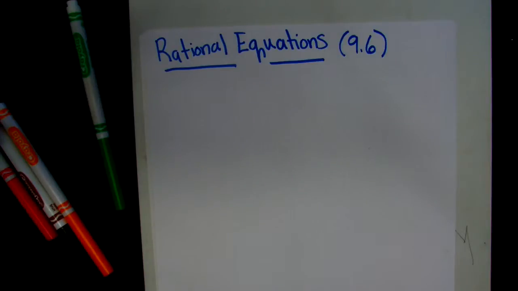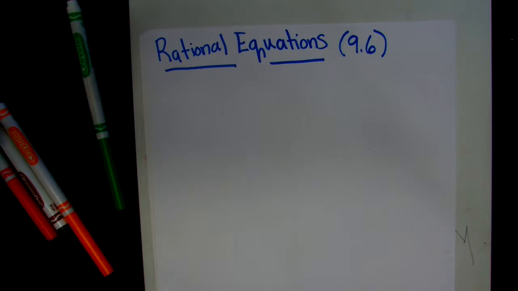So far, we've learned to multiply, divide, add, and subtract rational expressions. And then in 9.5, we looked at the characteristics of rational functions. And today in section 9.6, we're going to look at rational equations.